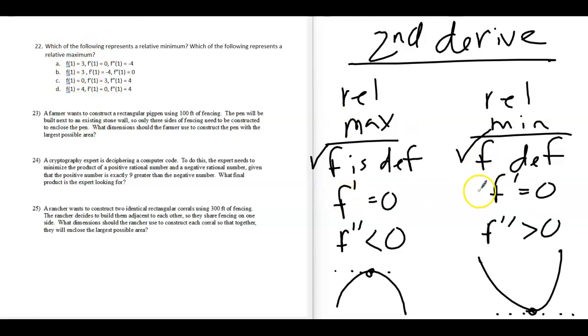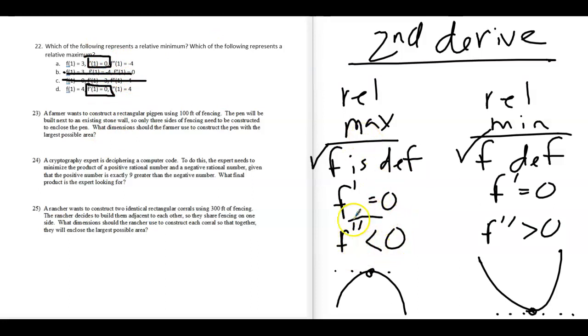But let's take a look at the next part. F prime needs to equal 0. So this one does, and this one does. Since neither one of these is equal to 0, the f prime is not equal to 0, so I know that neither one of these can be a relative max or a relative min. Now we just need to figure out which one of these is the max and which one's the min.